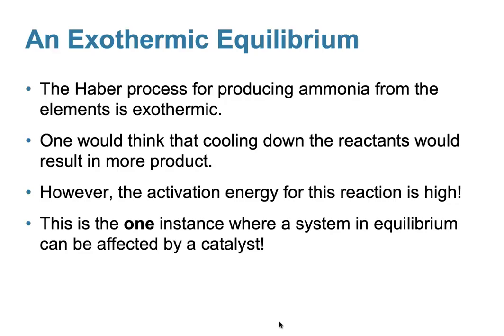An exothermic equilibrium. So the Haber process, remember that's the process that produces ammonia from nitrogen gas and hydrogen gas, is exothermic. So if it's exothermic, one would think that cooling down the reactants would result in more product. However, the activation energy for this reaction is really high. So this is one example where a system in equilibrium can be affected by a catalyst.